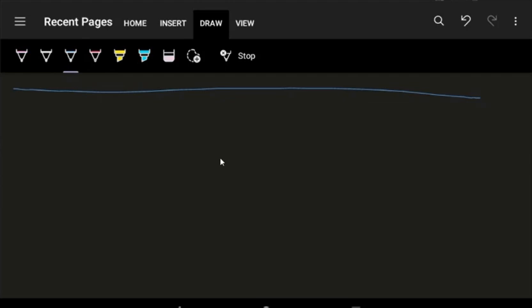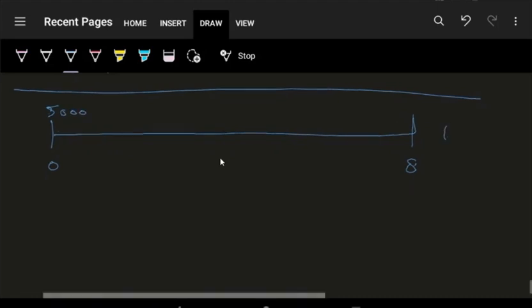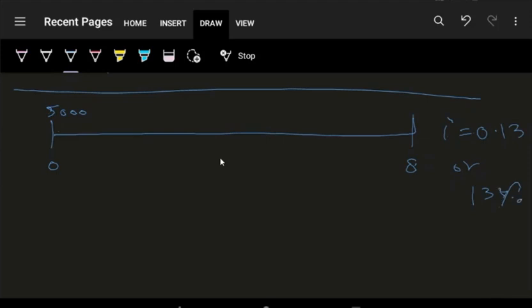Let's see an example. I invest 5,000 rupees for 8 years at the interest rate of 13% per annum, or 0.13. So we are earning at a rate of 13% compounded annually.